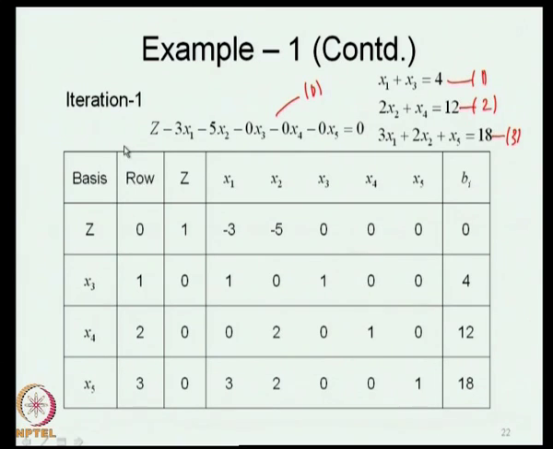So, what is the solution that you are obtaining here? From this tableau, you obtain Z is equal to 0, x 3 is equal to 4, x 4 is equal to 12 and x 5 is equal to 18, and of course, x 1 equal to 0 and x 2 equal to 0. This is how you read the solution in any given tableau. So, we started with an initial basic feasible solution, namely x 1 equal to 0, x 2 equal to 0, and therefore, you obtained x 3 is equal to 4, x 4 is equal to 12 and x 5 is equal to 18.